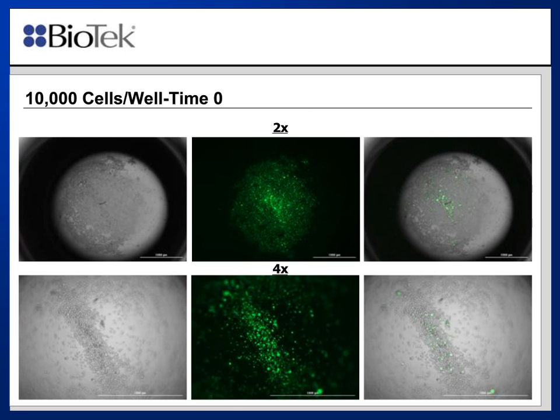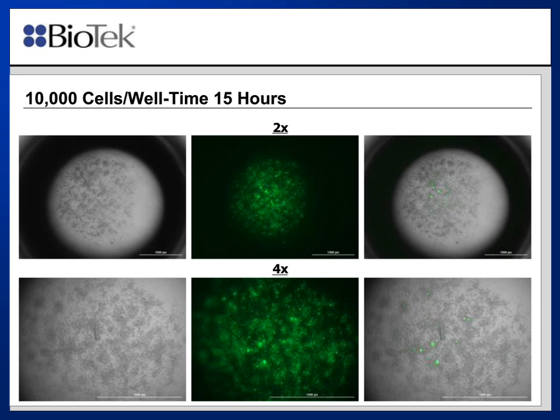So on the left side, we see images taken with either a 2x or 4x objective in bright field. In the center are images taken using our green fluorescent channel, and then a composite of the 2 overlaid images can be seen on the right. And we see at time 0, we have dispersed cells. And then if we look again about 15 hours later, we see now cells are beginning to form aggregates, and spheroid formation is beginning.